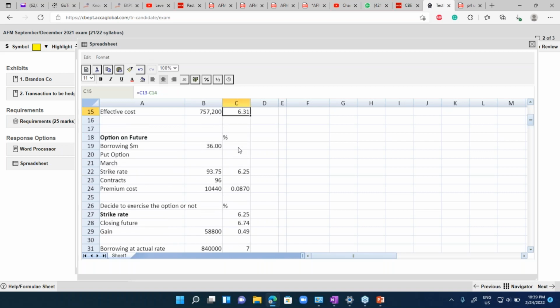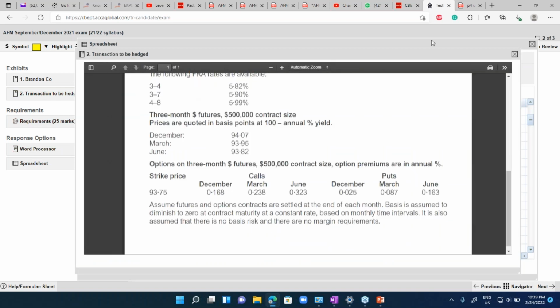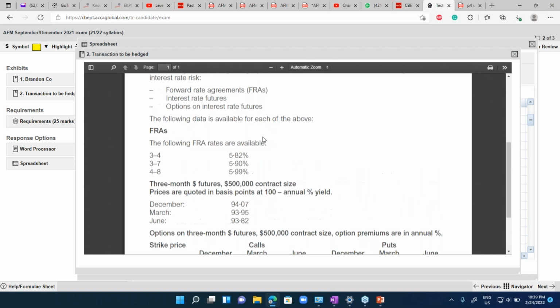Okay, last one is still remaining. There is another requirement. That was forward rate agreement. So which forward agreement will you select? Today is 1st May. We are going to borrow on 31st August. So we are going to borrow after 3 months, for how many months? For 4 months. So it is 3 has 7.